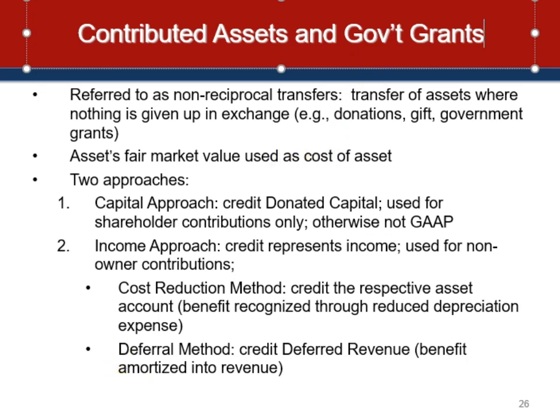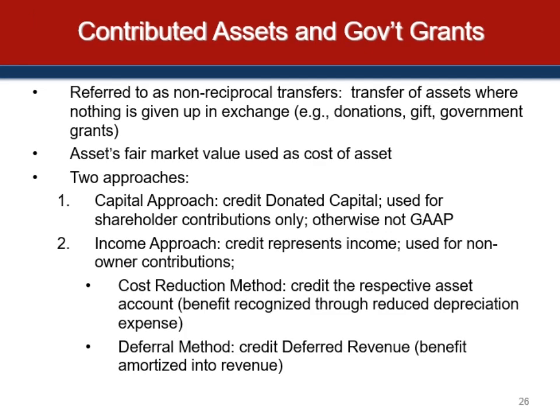These are referred to as non-reciprocal transfers. So transfers of assets where nothing is given up. So for example, donations, gifts, or government grants. Many companies receive assets through donations from other organizations, individuals, or the federal government. And these transactions, as I've said, are known as non-reciprocal transfers because nothing is given in exchange. So when an asset is received through a donation, through a non-reciprocal transfer, the appraisal or fair value of the asset should be used to establish its value on the books.